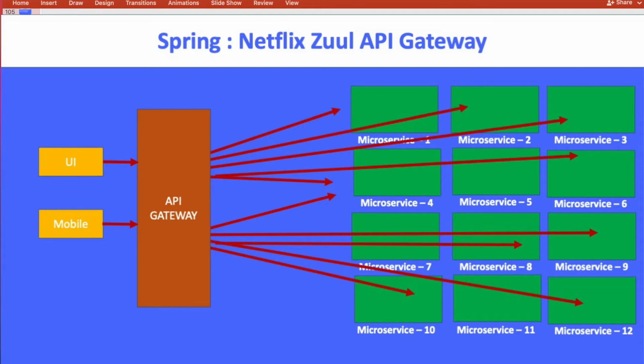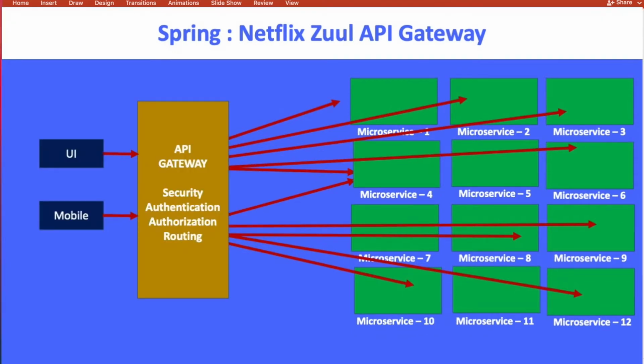This is the one benefit. And from the UI side, no need to do any hard code for the so many microservices. This UI has to just hit the API gateway for any request for any microservices. That I will show you how you can do that.